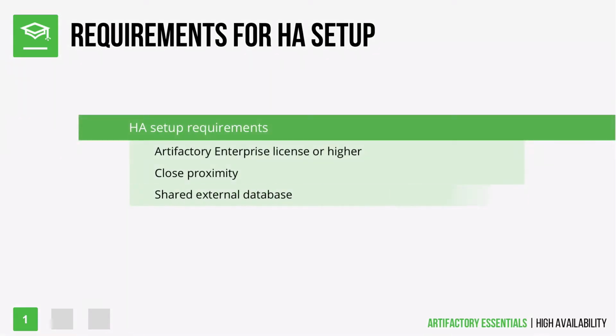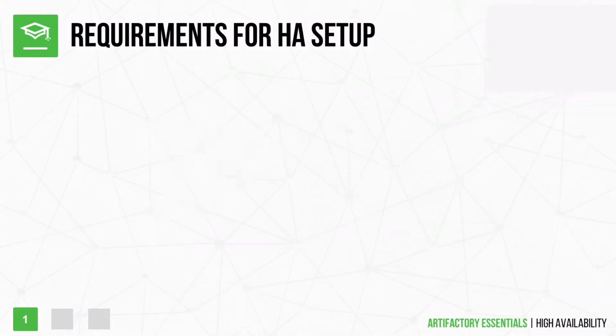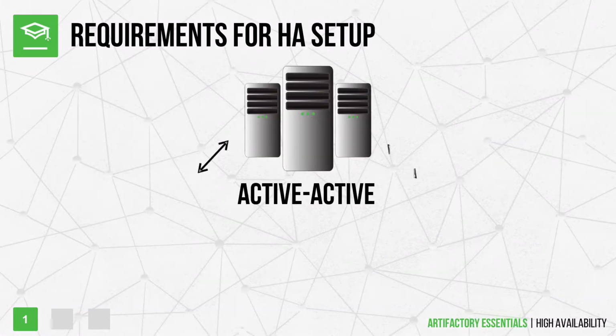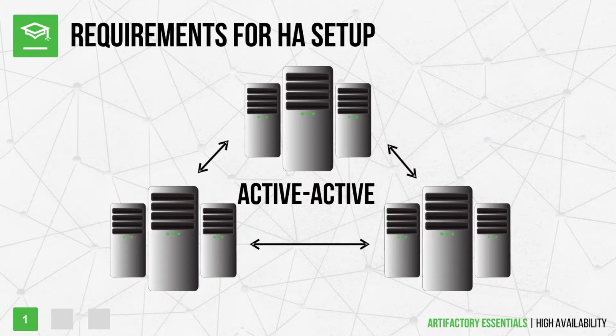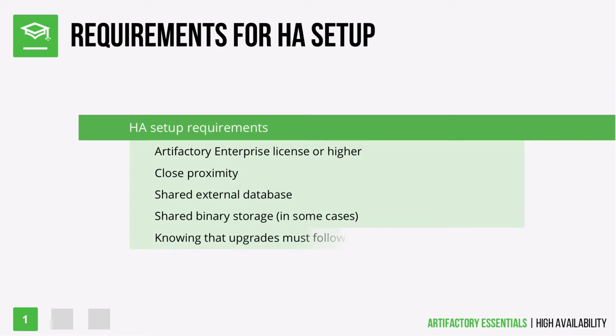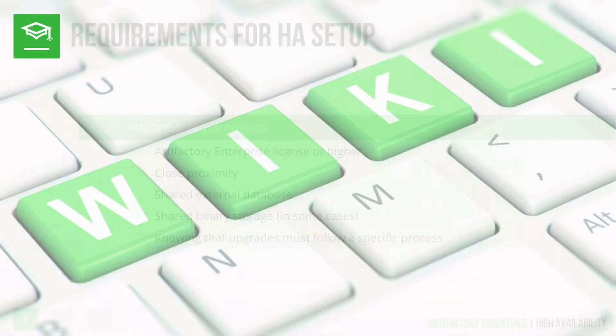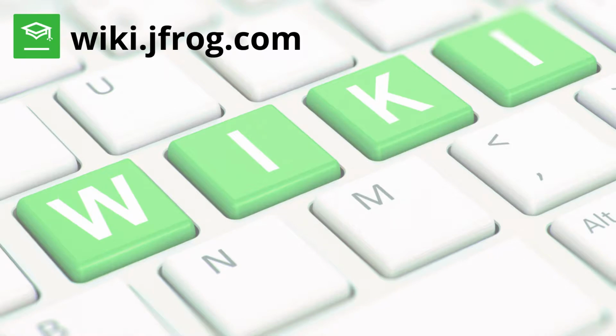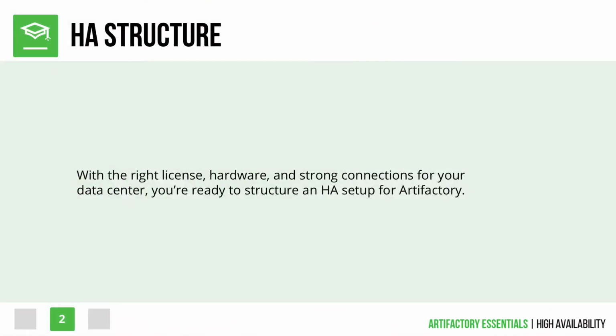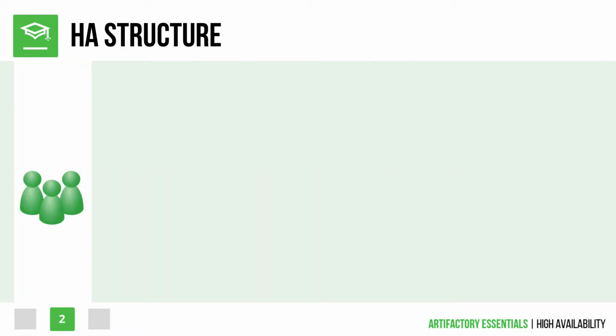You're also going to need a shared external database, and in some cases, shared binary storage. The setup will use these components in an active-active configuration with a load balancer. Finally, you need to know that upgrades to your HA setup must follow a specific process. We'll explain that a little later in this tutorial. Beyond these high-level guidelines, recommendations for hardware and system support can be found in the JFrog online manual at wiki.jfrog.com. With the right license, hardware, and strong connections for your data center, you're ready to structure an HA setup for Artifactory. The HA setup is essentially 3 layers.